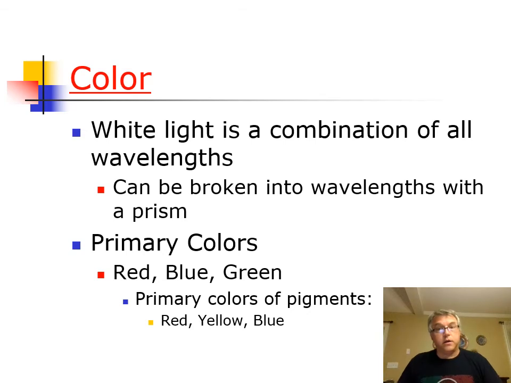Now you might be saying, wait a minute, Mr. Tiesler, my art teacher always told me that the primary colors were red, yellow, and blue. And I'm not going to say your art teachers are wrong, but I am going to say that your art teachers weren't being specific. Red, yellow, and blue are the primary colors of pigment. Red, blue, and green are the primary colors of light. And because we're a physics class, we're going to ignore pigment and we're going to talk about light. So from this point forward, the primary colors are going to be red, blue, and green, not red, yellow, and blue.